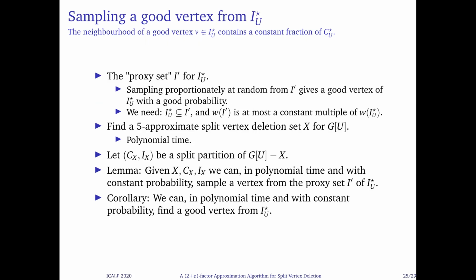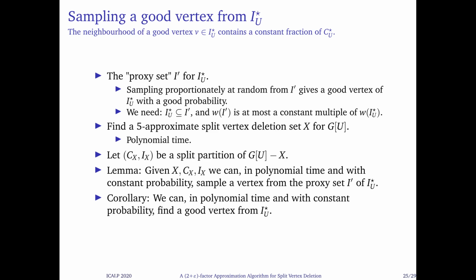Okay, so how do we find a good vertex for I star U? What is this proxy set I prime for I star U? We want a proxy set for I star U such that if we sample proportionally at random from this set I prime, we should get a good vertex of I star U with good probability. So what we need is that I star U must be contained in I prime, and that the weight of I prime is not too large compared to the weight of I star U. If these conditions are met, then if we sample at random from I prime, we'll get a good vertex.